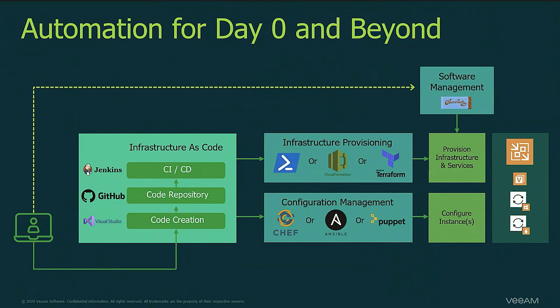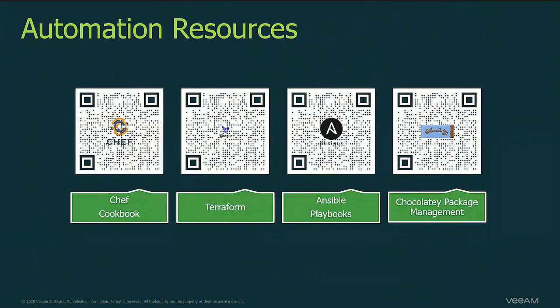Again, just very quickly as a recap, talking about automation for day 0 and beyond. You've seen a lot of this in action over this demo. You've seen us leverage Terraform and PowerShell. We've talked about the ability to leverage Chef, Ansible, and also Chocolatey to deploy Veeam servers. So Veeam works very well with automation to dynamically deploy and discover.